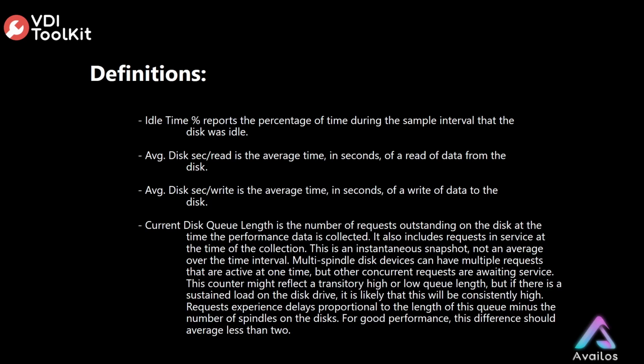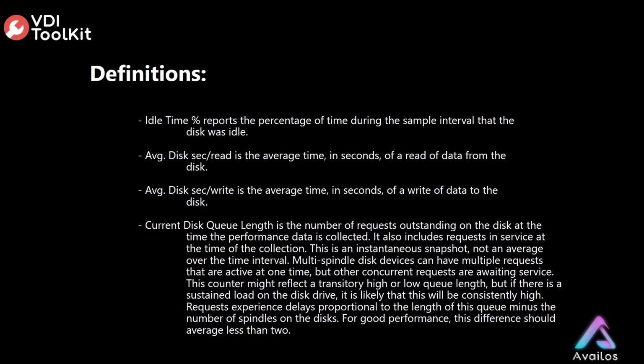Idle time percent reports the percentage of time during the sample interval that the disk was idle. Average disk seconds per read is the average time in seconds of a read of data from the disk. The average disk seconds per write is the average time in seconds of a write of data to the disk.